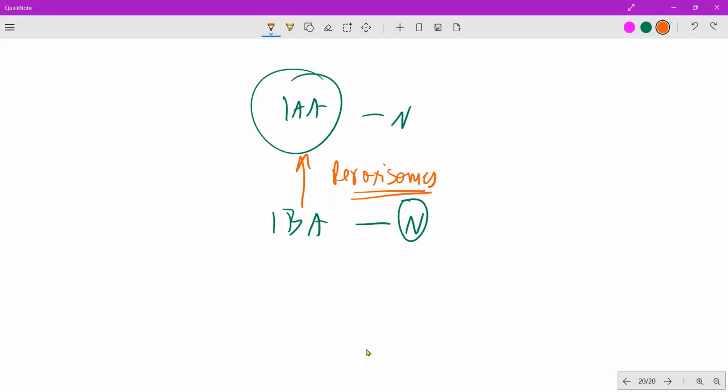तो peroxisome has a very important function. ये भी याद रखो कि peroxisome का function है कि in plants it can convert IBA to IAA. अब ये तो किसी को पता ही नहीं होता.